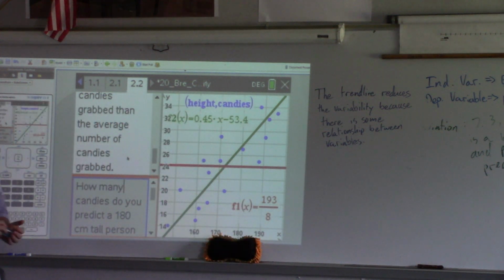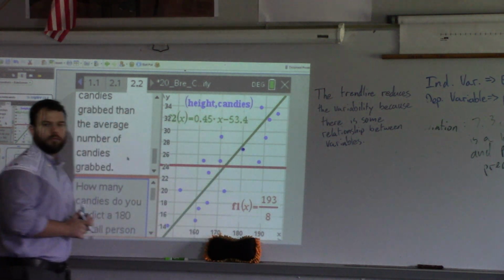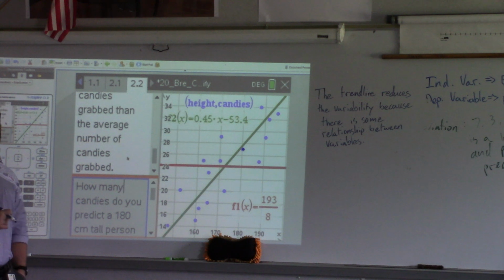This is the next important question. How many candies do you predict a 180 centimeter tall person can grab based on this data? 27. Okay, so because of this data point right here, you say 27? Does anyone have a different reason for why we expect it to be 27? That's it? Okay, I would agree that it is about 27, but not for that reason. Does anyone see another reason why it'd be about 27? I might actually say about 27 and a half.